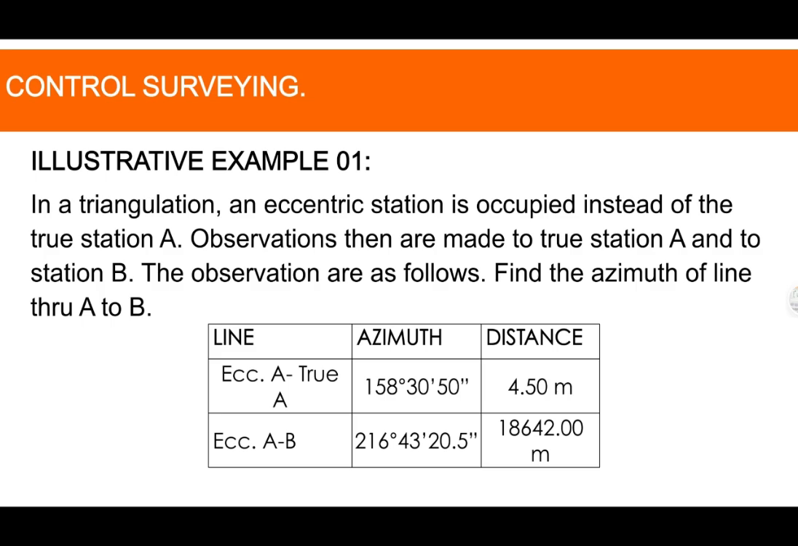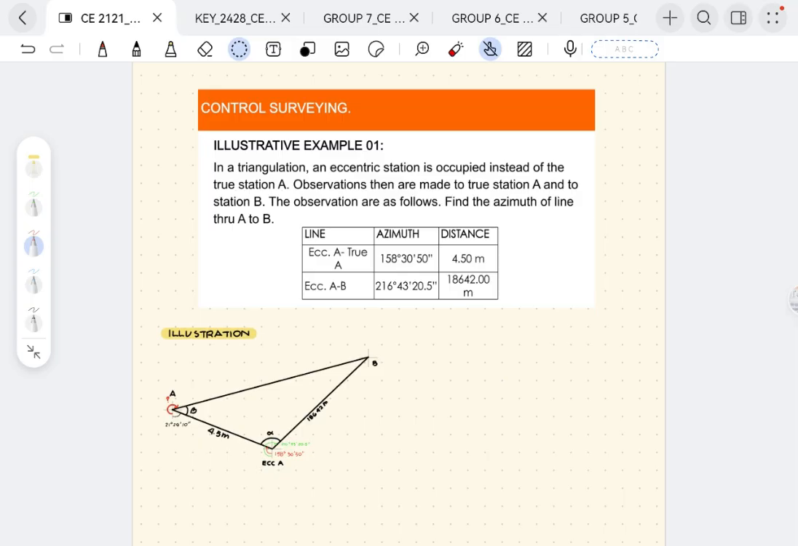So without further ado, let's start solving for illustrative example number 1. For illustrative example number 1, in a triangulation, an eccentric station is occupied instead of the true station A. Observations then are made to true station A and to station B. The observations are as follows, tabulated. We are asked to find the azimuth of line from A going to B.